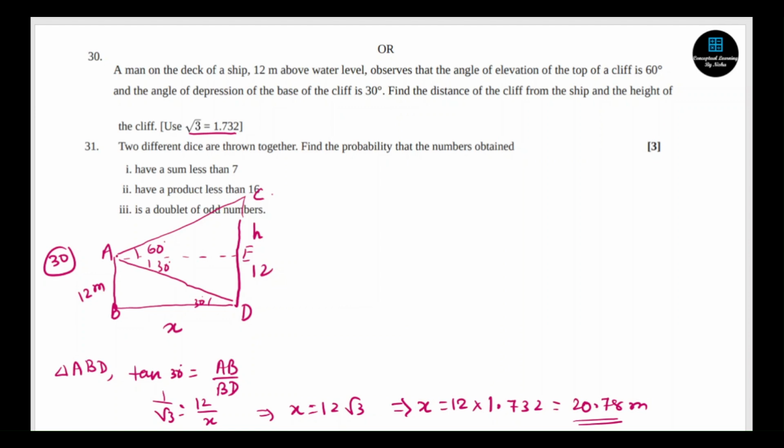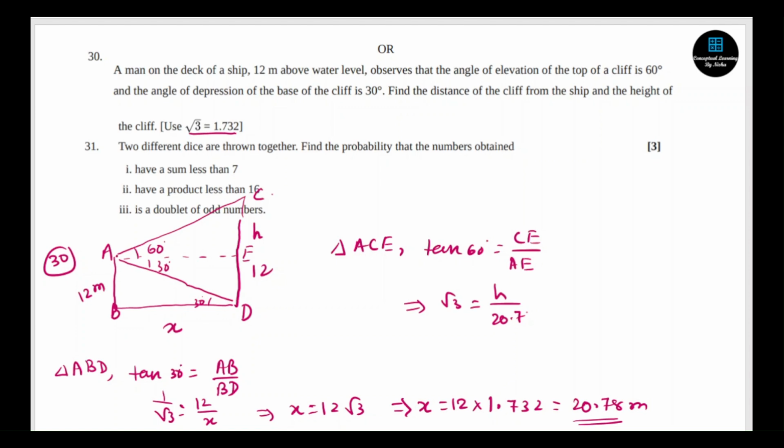Now which triangle do we have to take? ACE, right? Tan 60 equals CE upon AE. So what do we get? Square root of 3 equals h upon AE, which is the same as x. So 20.78, I don't write this, okay? Why? Because I'll tell you, I get my answer very easily.